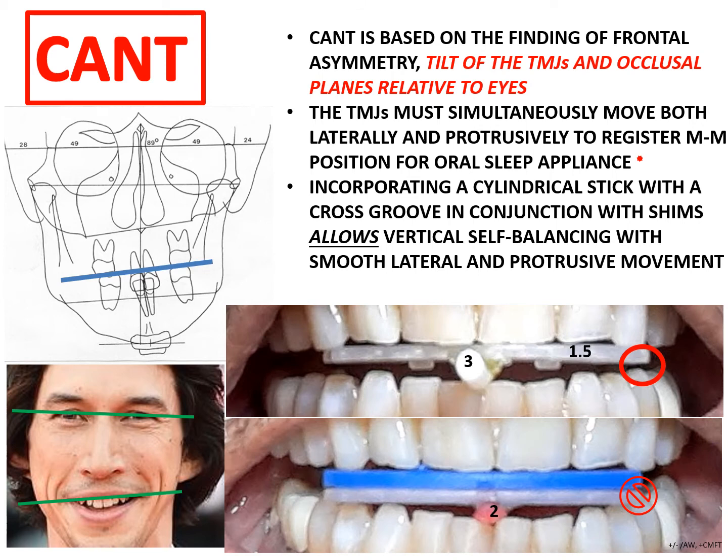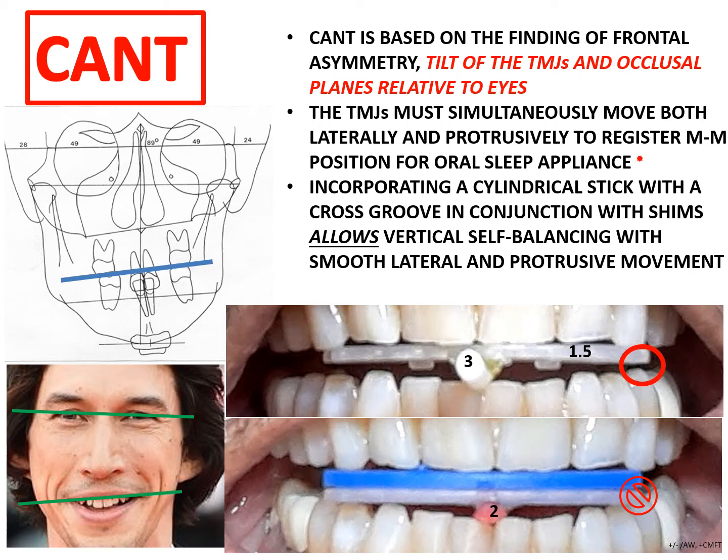Cant. Cant is a combined result of skeletal and muscle imbalance. Cant is based on the finding of frontal asymmetry. You can see on the picture, on the skeletal drawing and the picture on the left, tilt of the eyes, the TMJs, and the occlusal plane relative to the eyes.